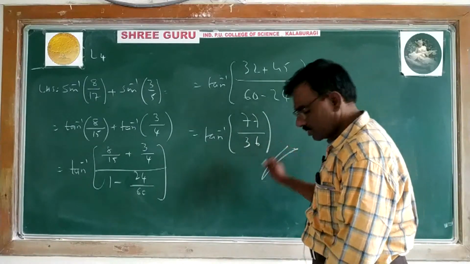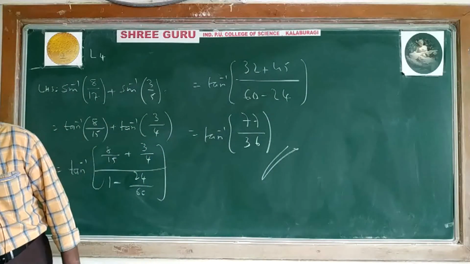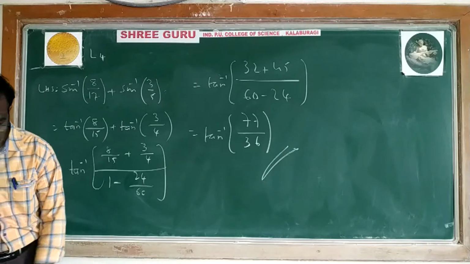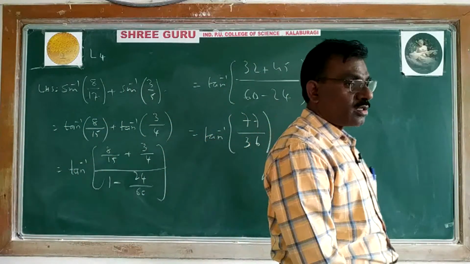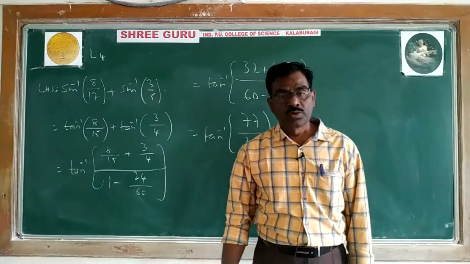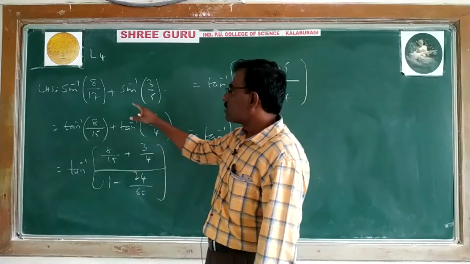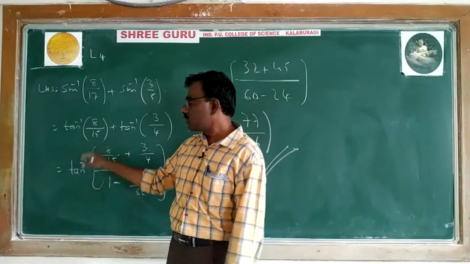So this is the problem. How many marks is he asking? This is a 3 marks question. Very important, students: there is no formula for sin inverse of x plus sin inverse of y. Both are converted into tan inverse, because the right side has tan inverse, and sin inverse of 8 by 17 and the other are both in terms of tan.